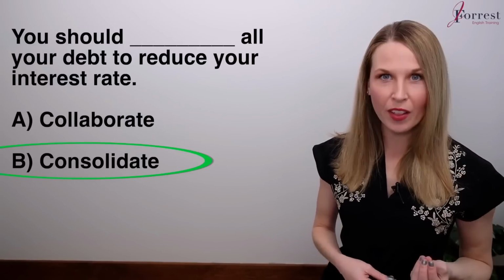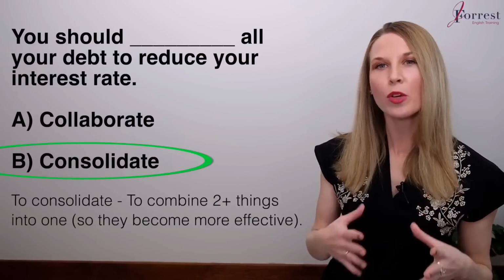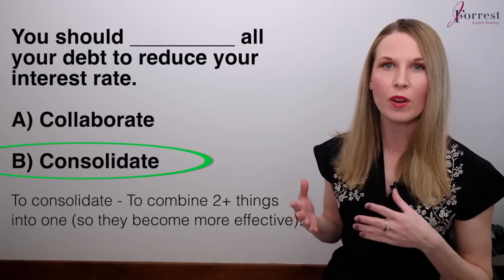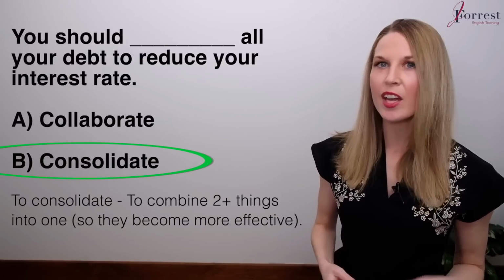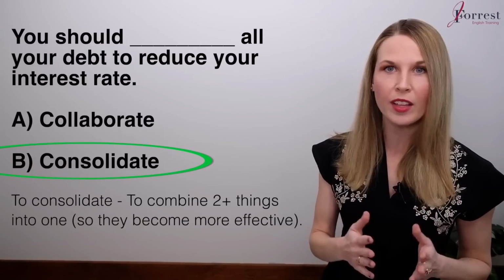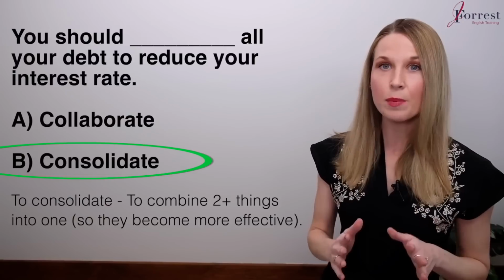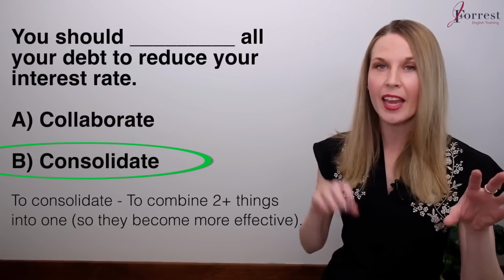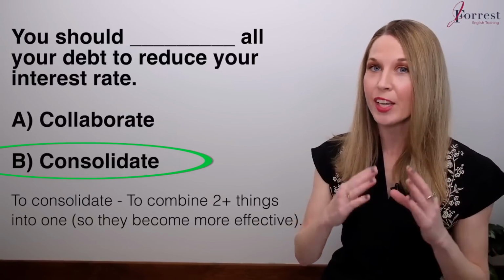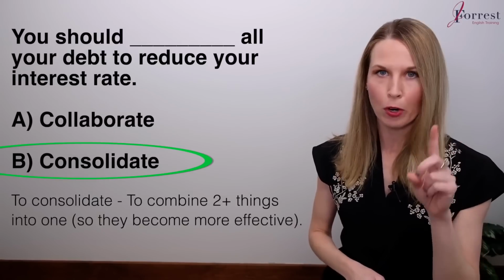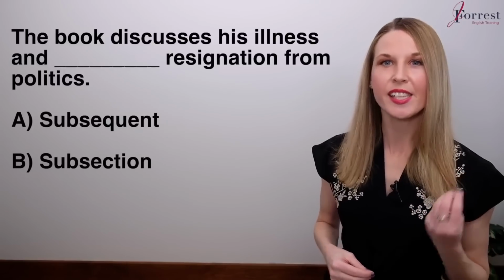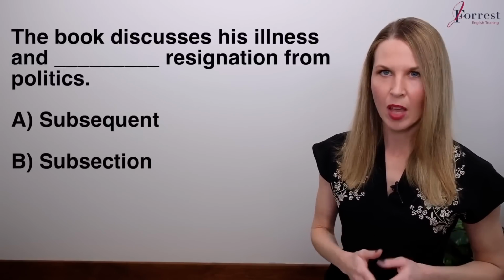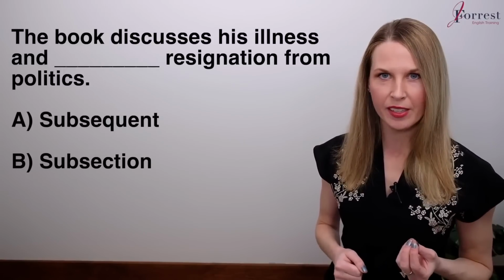B, consolidate. When you consolidate 2 or more things, it means you combine them together. So if I said the 2 firms consolidated last year, this means that last year there was firm A, firm B, but now because they consolidated, there's one firm. So the 2 become 1. Consolidate.